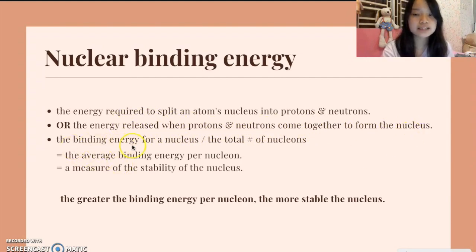And if we take the binding energy for a nucleus and divide it by the total number of nucleons, we'll get the average binding energy per nucleon, which is also a measure of the stability of the nucleus. And the greater the binding energy per nucleon, the more stable the nucleus will be.